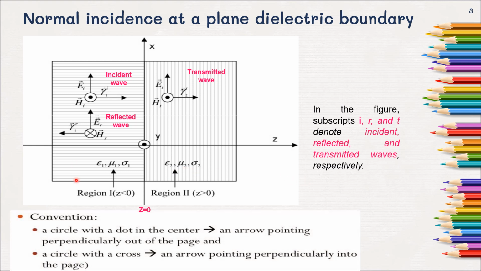And one more thing in the diagram: you have a dot with a circle. It represents an arrow pointing perpendicularly out of the page. If I have a circle with a cross, it means an arrow pointing perpendicularly into the page. Dot with a circle is out of the page; cross represents into the page.